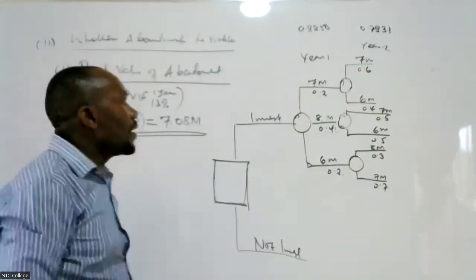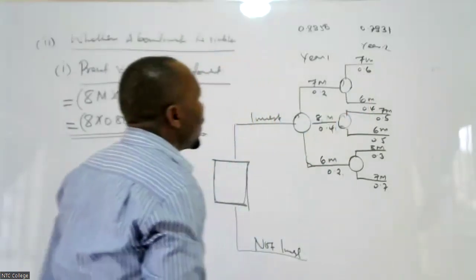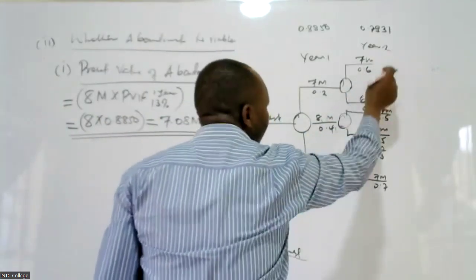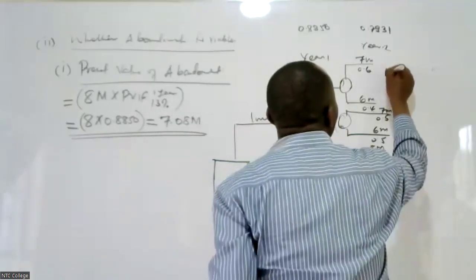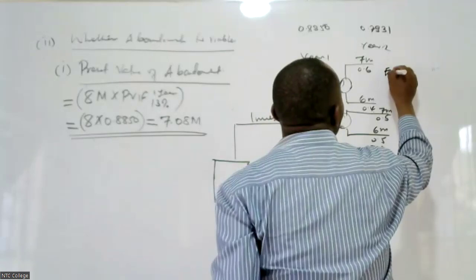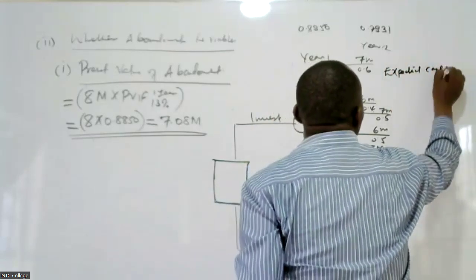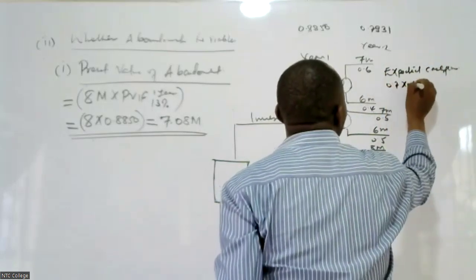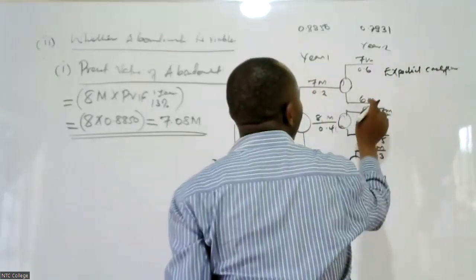If we decide to go full operation the second year, what will happen? We're going to have the amounts here, right? So we need to get the amount that we're going to get in year 1. What is the amount here? Expected value, expected cash flow. Year 1 is 7 million times 0.6. That is this one plus this.